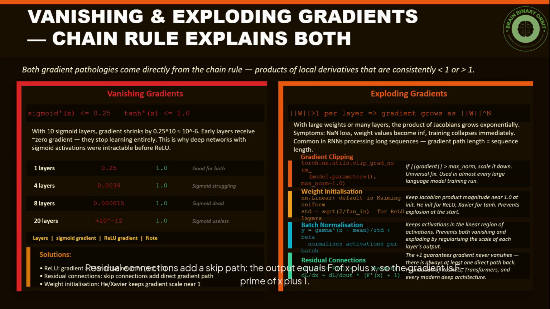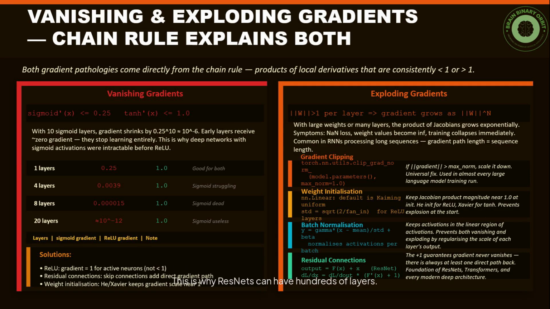Residual connections add a skip path. The output equals f of x plus x, so the gradient is f prime of x plus 1. The plus 1 guarantees there is always at least one path with gradient magnitude 1, regardless of what f prime is. This is why ResNets can have hundreds of layers.